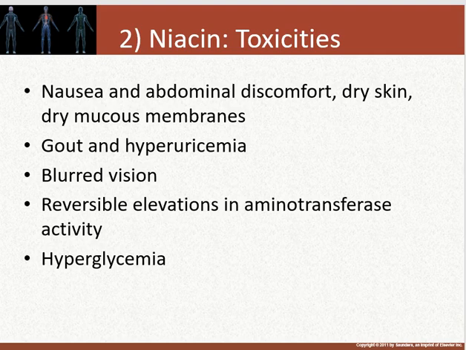So nausea, abdominal discomfort. Some patients that have a history of gout or hyperuricemia might be particularly sensitive, but it might actually produce these conditions in the naive patient. Some patients complain of blurred vision. There can be reversible changes in aminotransferase activity, so there can be some hepatic alterations as well. There can be some hyperglycemia manifesting as well.